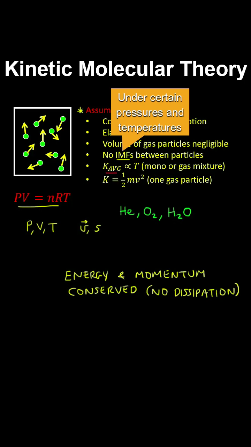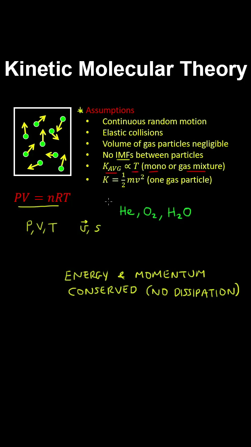Now the average kinetic energy of a single gas or a gas mixture is proportional to the temperature, which is the absolute temperature in Kelvin. And basically for a mixture of gases at a given temperature, the entire mixture has the same average kinetic energy. Now using this equation, the average kinetic energy of a particle can be related to its average velocity, and the kinetic energy is in joules.